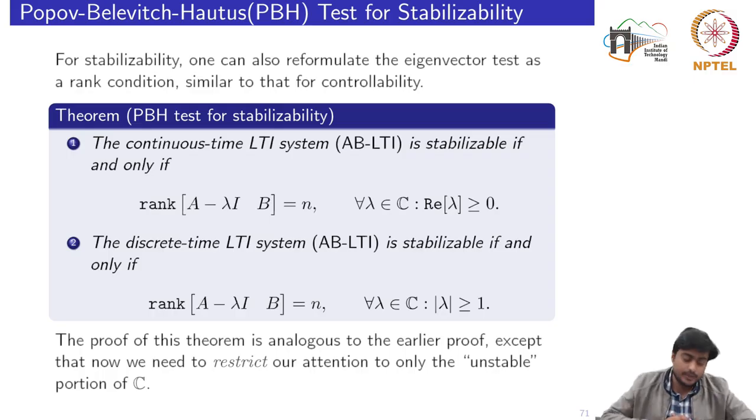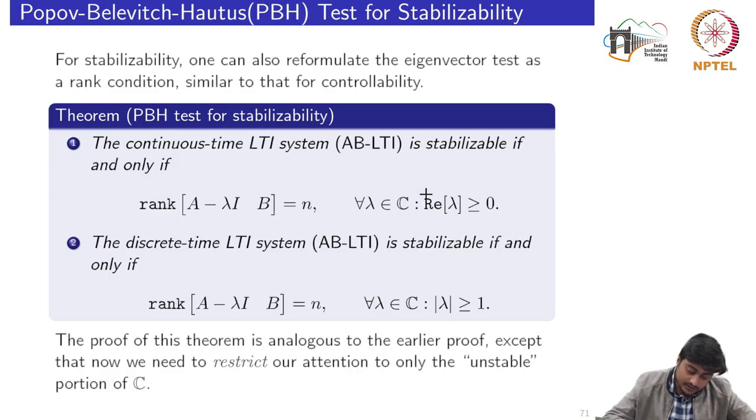So the next test is the PBH test, which is the Popov, Belevitch and Hautus test for stabilizability. For stabilizability, one can also reformulate, in fact this is what we have defined, the PBH test as an elegant restatement of the eigenvector test: the continuous time system is stabilizable if and only if this rank condition is satisfied for all lambdas belonging to the set of complex numbers such that the real part of those lambda is greater than or equal to 0. Right?